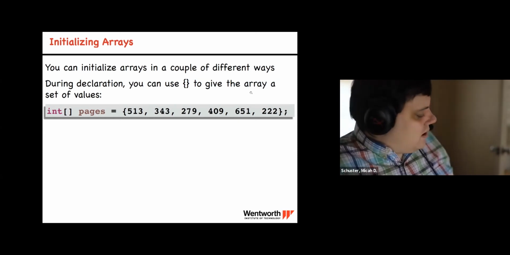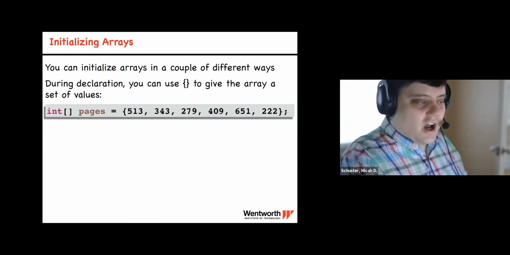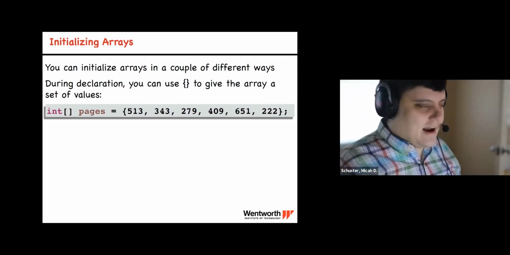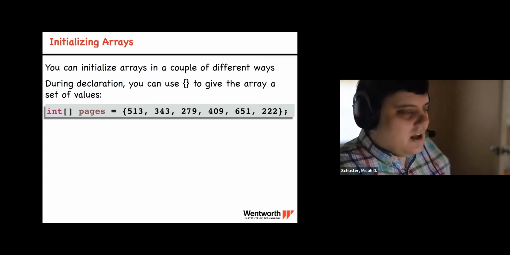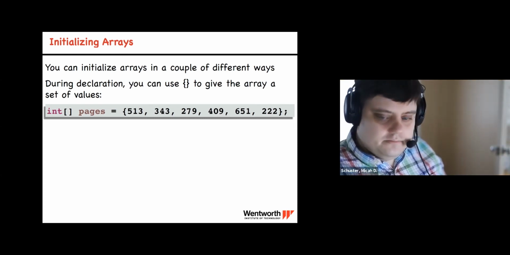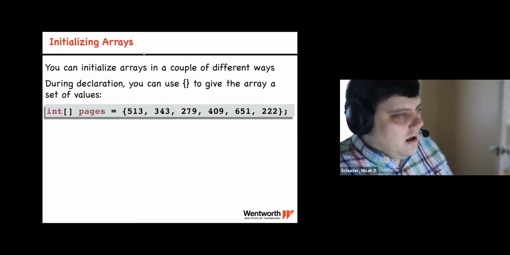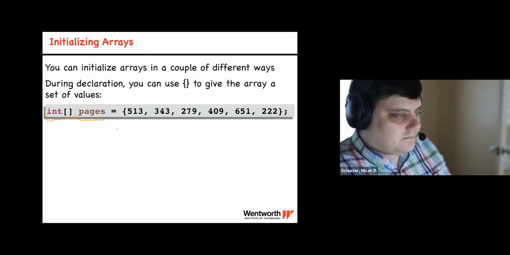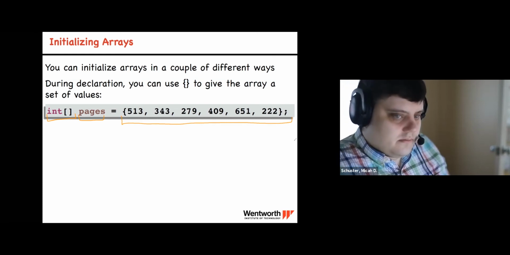All right, so you can initialize arrays in a couple different ways. We just saw with a loop, we're essentially creating what you can think of as an empty array. It contains all zeros or something. But you can actually start it out with some values. So I have the same type and name, but I do something different for the initialization.